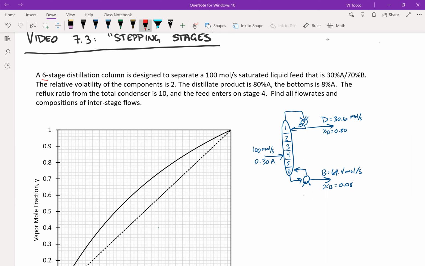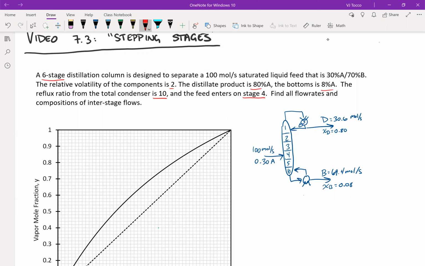So in other words, I know what the end stages are. I know what the feed stage is. I know what the reflux ratio is. And I know what the relative volatility is and what the compositions are. So I'm given a lot of information. It's neither one of those, but this problem still works out. I chose the numbers such that the information is consistent.